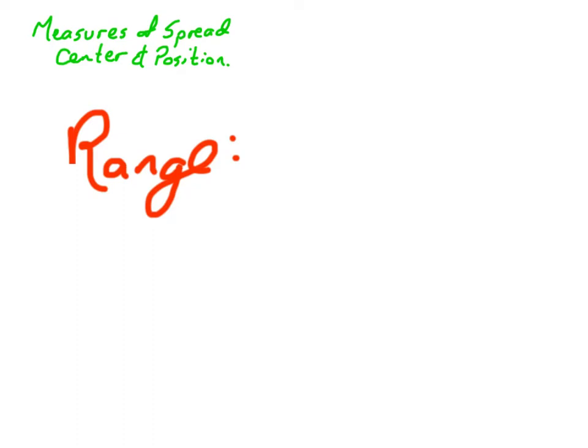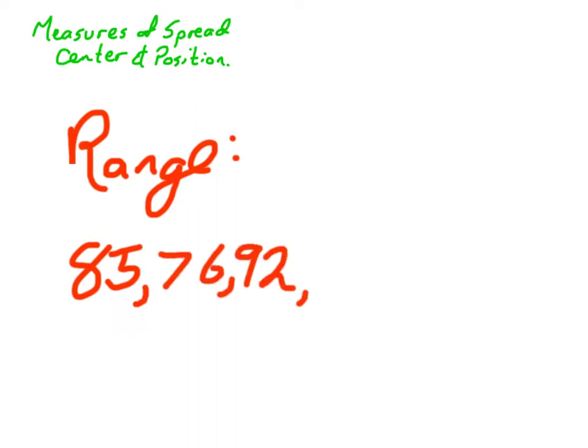In this video, I'm going to talk about measures of spread and center and position again, which is all about one variable statistics, but this time I want to talk about range and standard deviation. If we were looking at a set of midterm exams, for example, let's say you had an 85%, 76%, 92%, 88%, and an 80%, and the question was about what is the range of these grades.